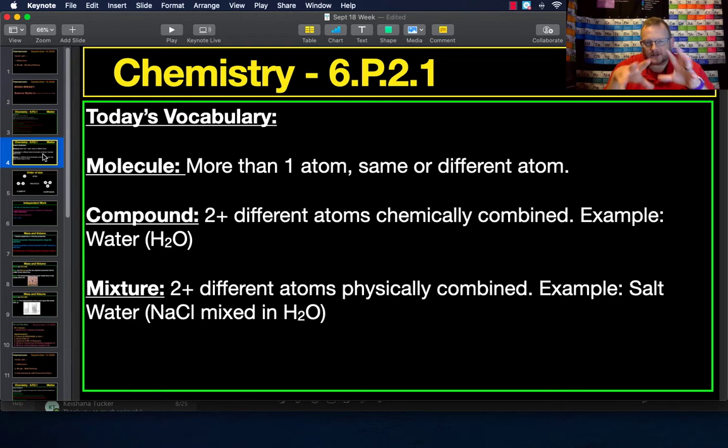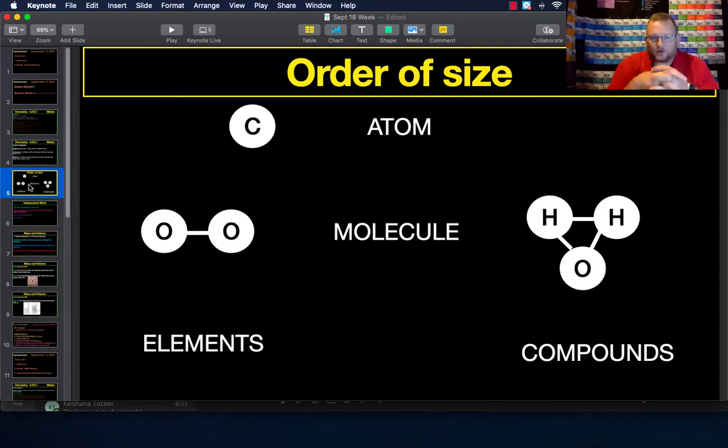So these are the things that we're going to talk about. Really, this is the most important piece for today's mini lesson: understanding the order of size. Okay, we already know that an atom is the smallest whole substance in the universe.